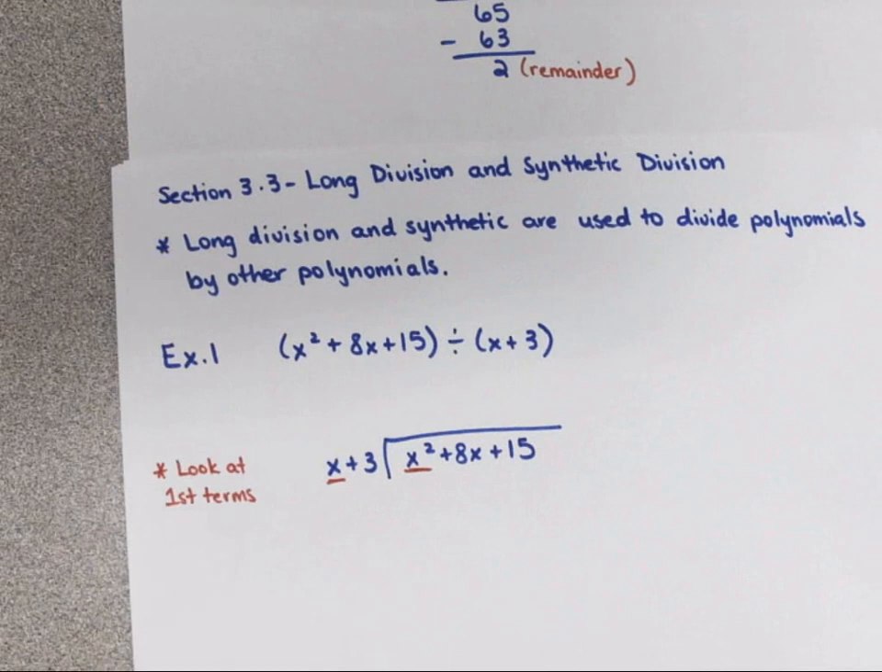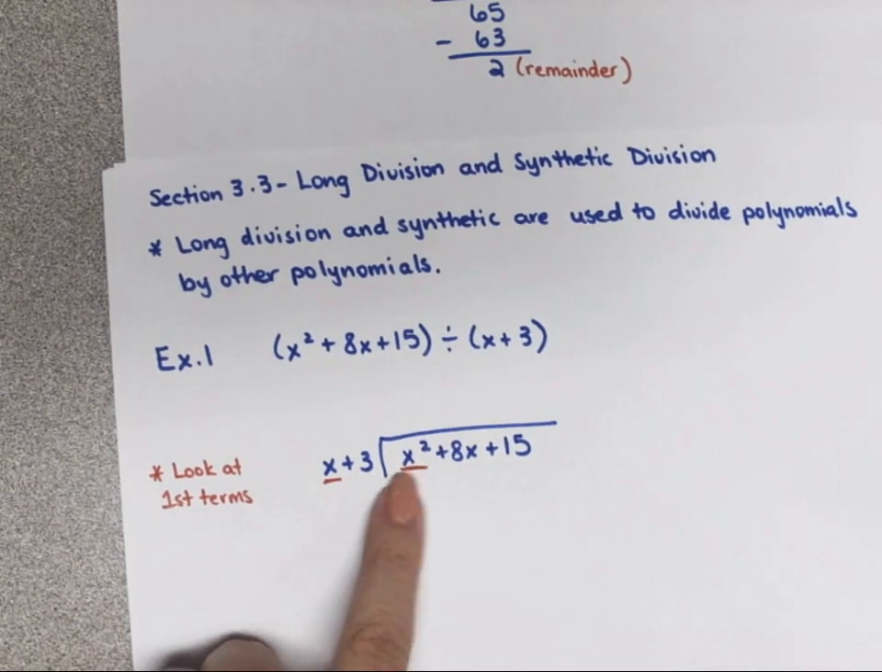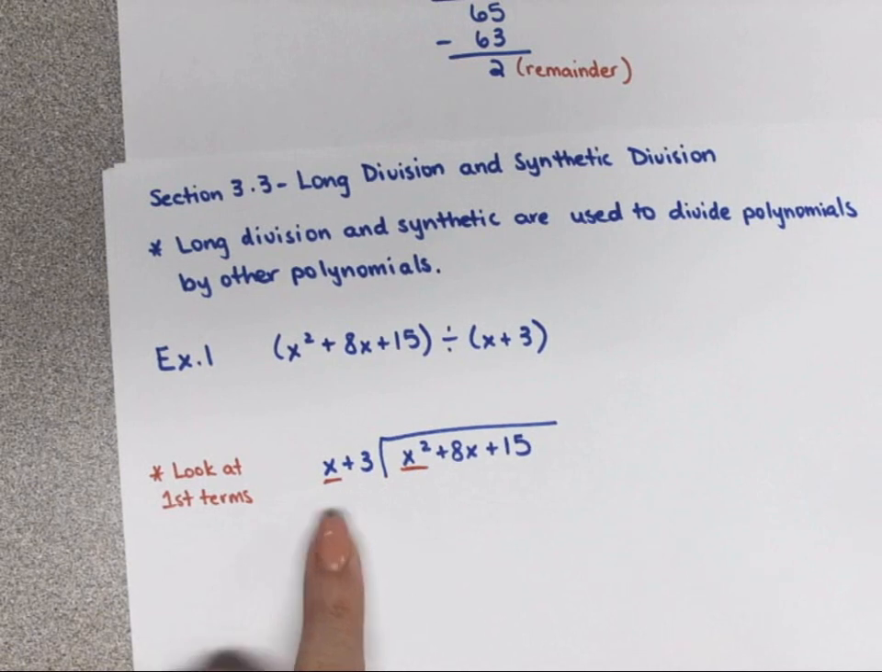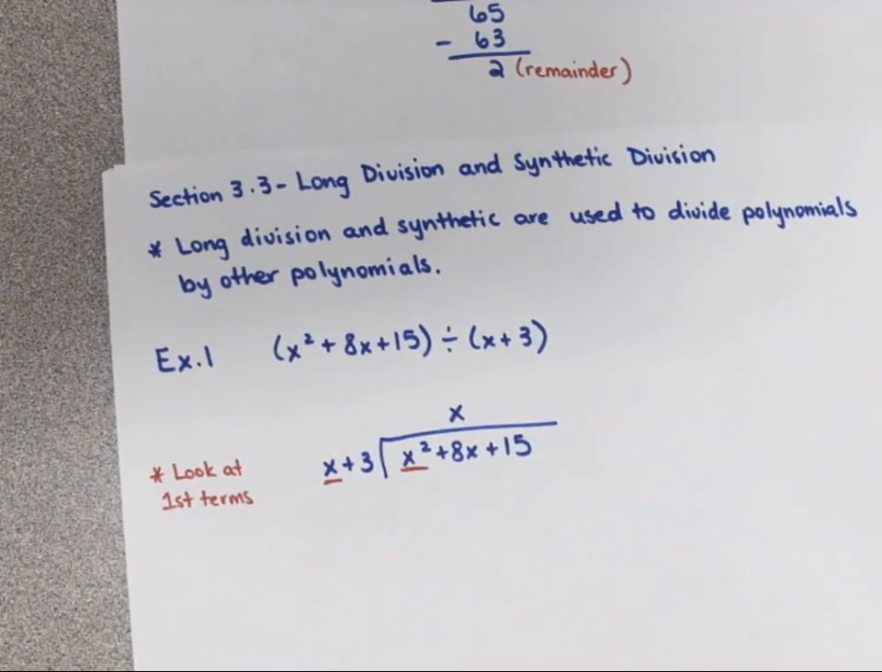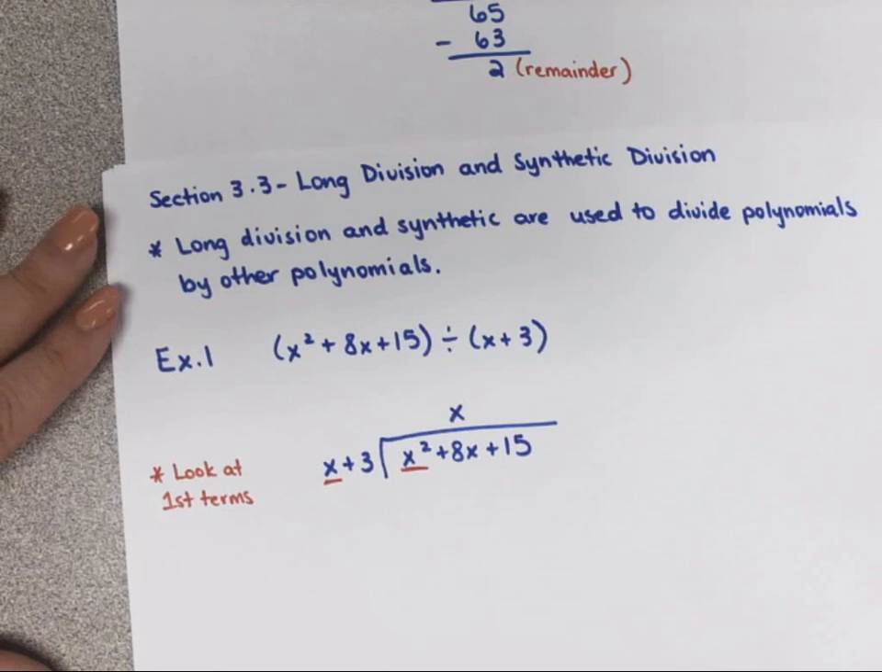So if you look at the first terms, ask yourself a similar question to what we did before. How many times does x go into x squared? Or said a different way, what would you get if you divided x squared by x? You would get x, right? So we're going to line that result above its like term, the 8x, since it's not 8x squared or anything like that, or x squared, I mean.